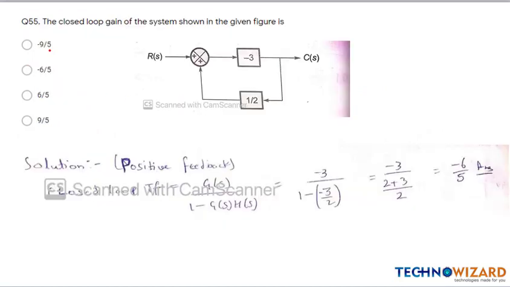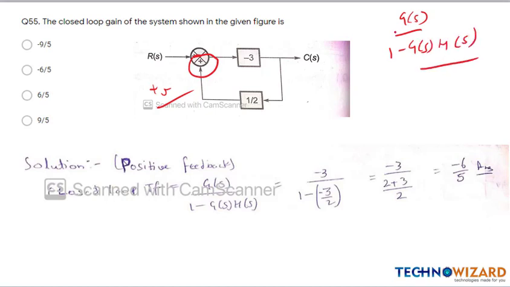Question number 55. The closed loop gain, that is, you have to find the transfer function here, and you can see this is a positive feedback. Therefore for positive feedback, the transfer function is G(s) upon 1 minus G(s)H(s). On putting the value of G(s) and H(s) here, you will get minus 6 upon 5 as the correct answer.